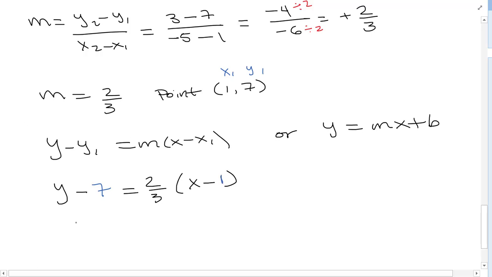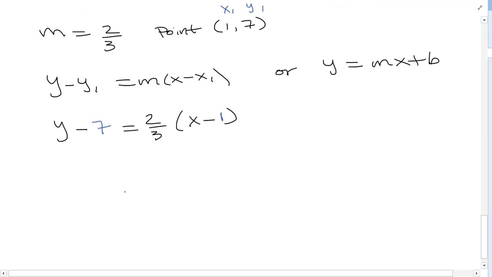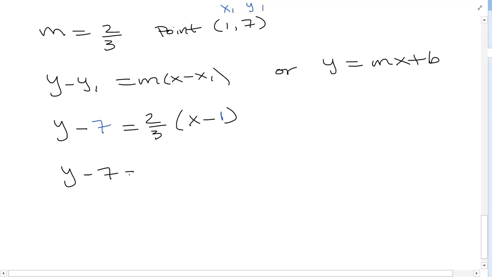And now we solve. The point of these problems is to simplify it and put it either in y equals mx plus b form at the end or in standard form. We're going to go for standard form in this one. So y minus 7 equals, distribute the 2/3, so I get 2/3 x minus 2/3. And now add the 7. We want to get the y all by itself, so I'm going to add 7 to both sides.